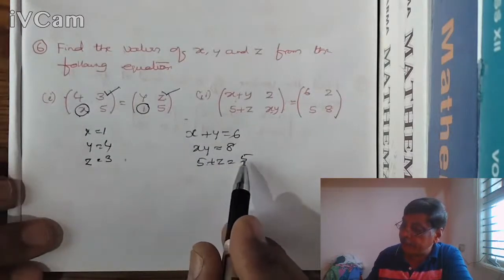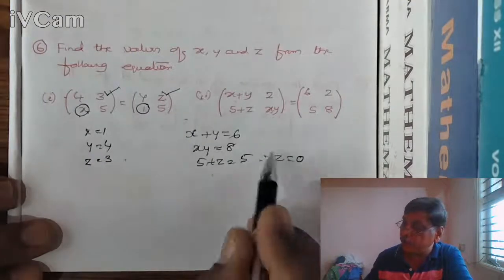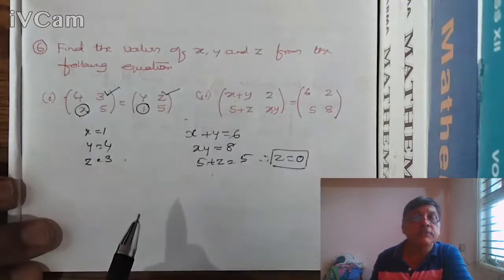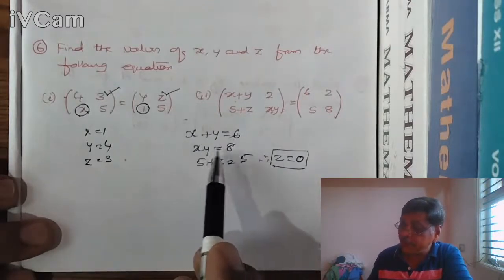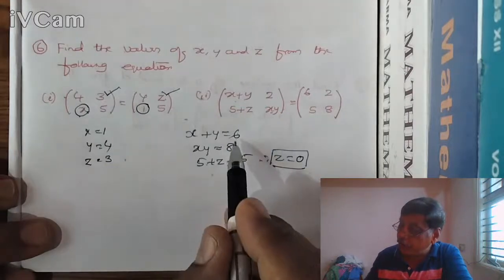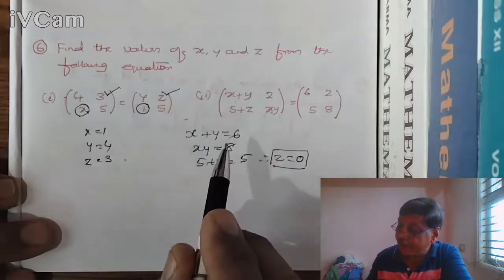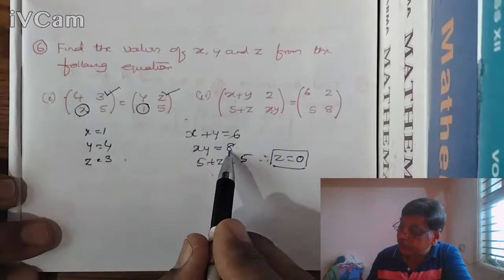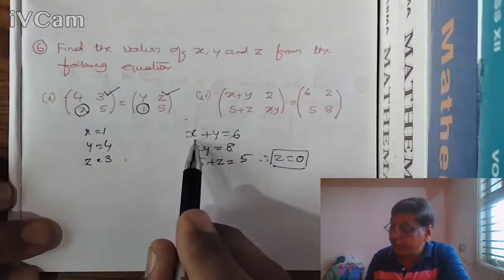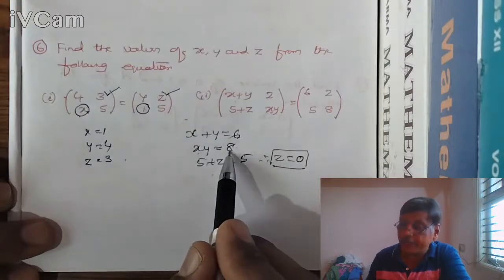Here 5 plus z is equal to 5, therefore z is equal to 0. Okay, and next x plus y equals 6, xy equals 8. We have to find values of x and y. Here we can find very easily: x plus y equals 6, xy equals 8, means we have to find two numbers such that their sum is 6 and product is 8.